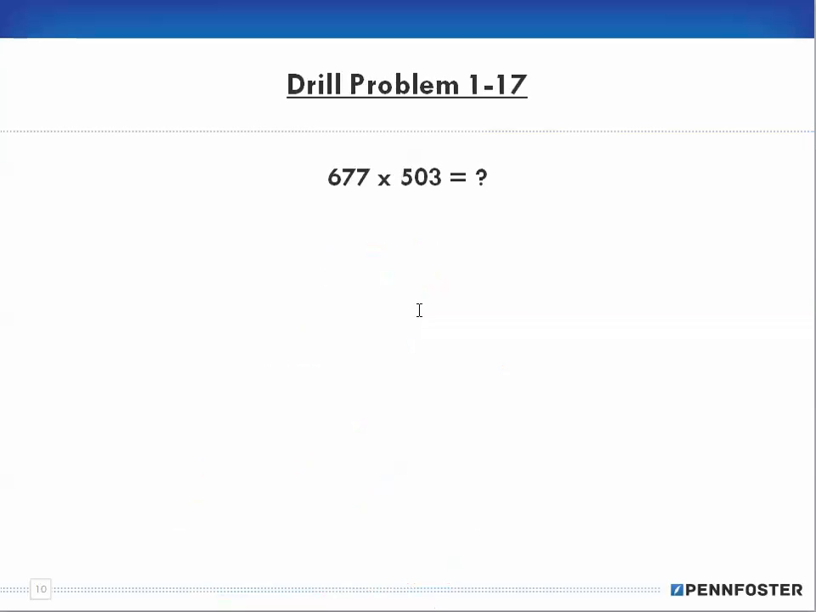Next problem. 677 times 503. So we start out with the ones. 3 times 7 is 21. So put the 1, carry our 2. 3 times 7 is 21, plus the 2 is 23. 3 times 6 is 18, plus 2 is 20.